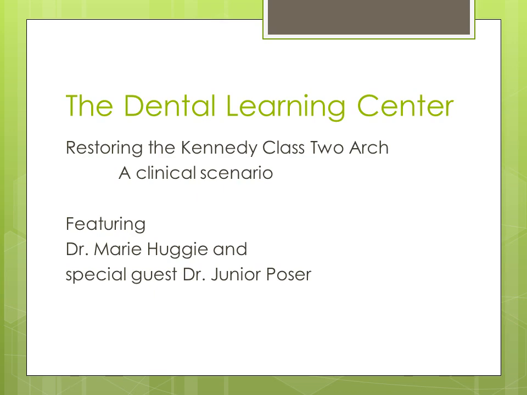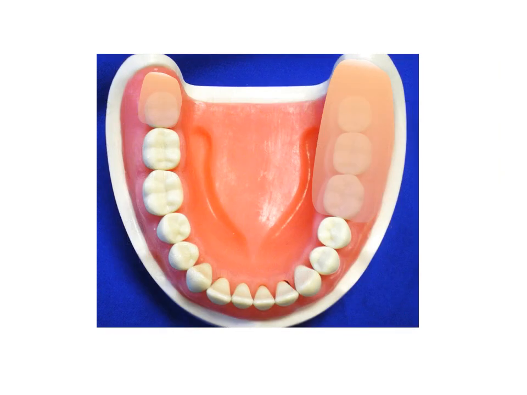Well, Dr. Poser, our patient today is presenting with a Kennedy Class II arch form. Can you explain to our audience what that is? Well, Marie, a Kennedy Class II arch form is a unilateral edentulous space posterior to the remaining teeth. This particular arch has no modification spaces, which are other spaces not associated with the space defining the classification. I'm assuming we will not replace number 32, so that tooth is not considered in the classification.